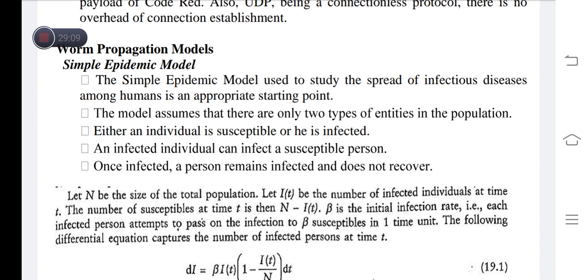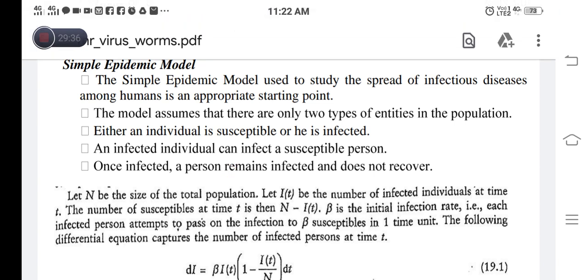Okay, and which is an appropriate starting point here to assume the thing. The model assumes that there are only two types of entities in the population, that is, the individual is susceptible or he is infected. That's the assumption here: an infected individual can infect a susceptible person. Once infected, a person remains infected and does not recover.